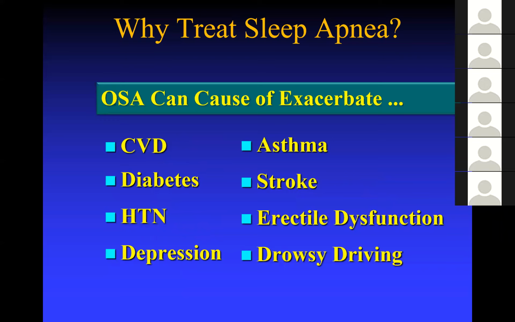So OSA can cause or exacerbate cardiovascular disease, diabetes. Diabetes control gets better with treatment, especially for the non-insulin dependent ones. Hypertension. I've had hypertensive patients go down from 2 or 3 medications to 1, or on 1 medication at a reduced dose. I remember even one lady was getting hypotensive and needed to go off her medication. Depression is a major side effect in many people. Certainly can aggravate asthma, and we talked about stroke and so forth.